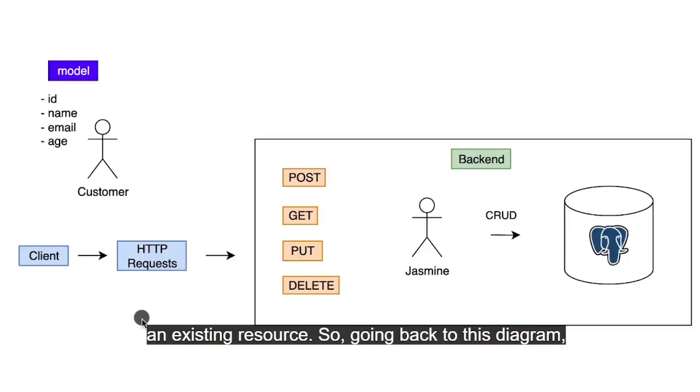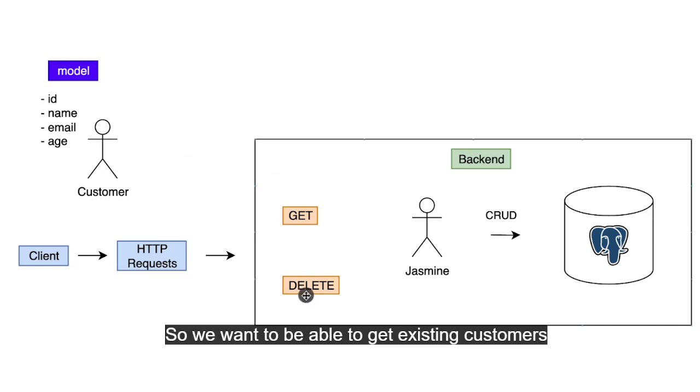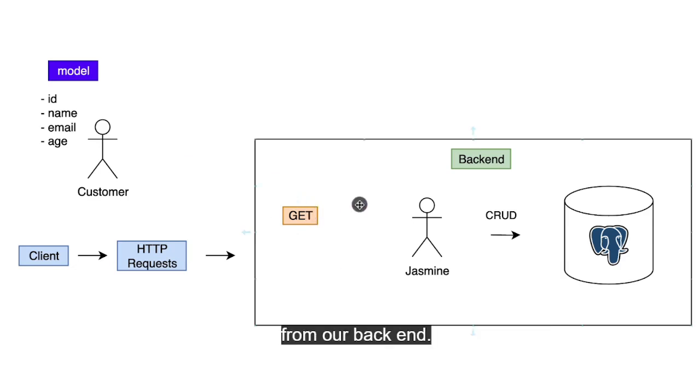So going back to this diagram, let's actually focus on creating the model. And first we'll start with get. So we want to be able to get existing customers from our backend.